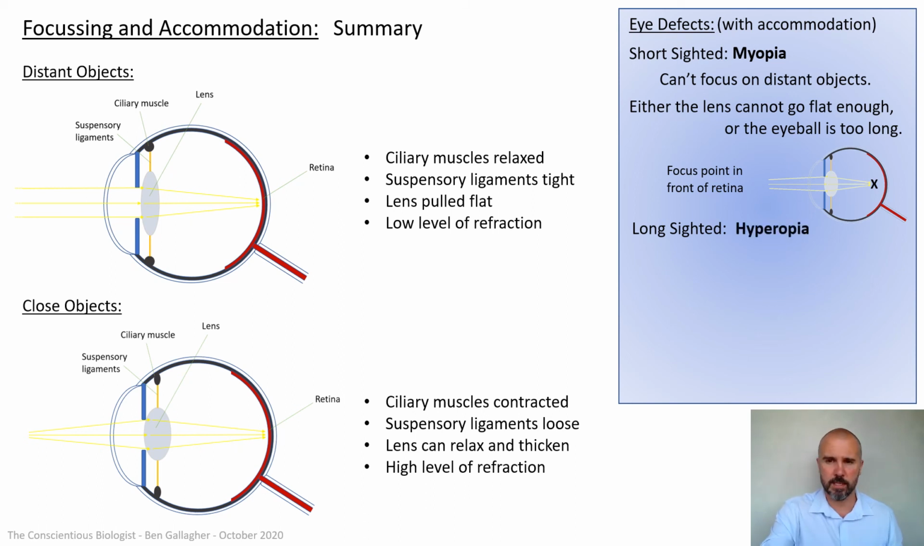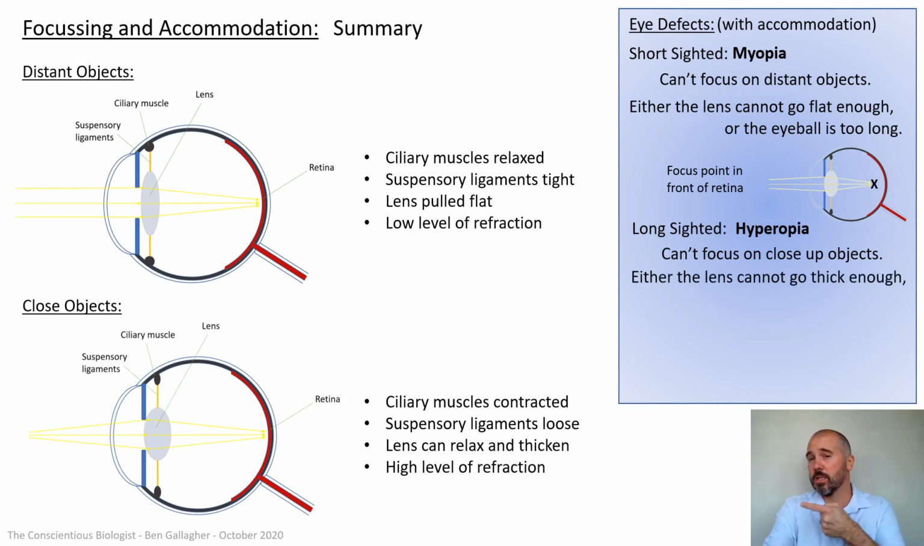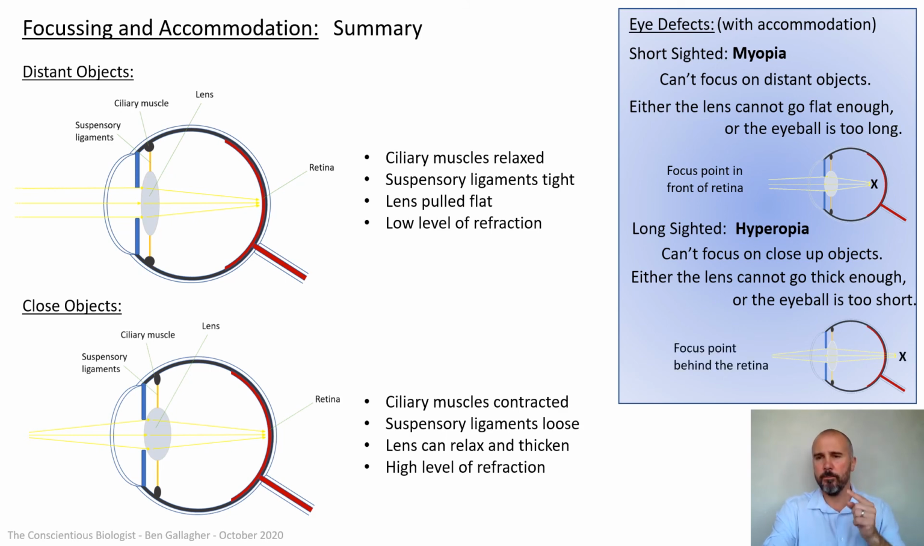With the opposite, hyperopia, which is long-sightedness, you can't focus on close-up objects like the bottom one over there. And think, for focusing on close-up objects, you need your lens to be really thick. So either the lens can't go thick enough, maybe you can't correctly contract your ciliary muscles, or maybe your eyeballs are a bit too short and a bit too small. Either way, in that case, this diagram is now going to be true, that the focus point, if you look where the light rays now converge, it would be beyond the retina.